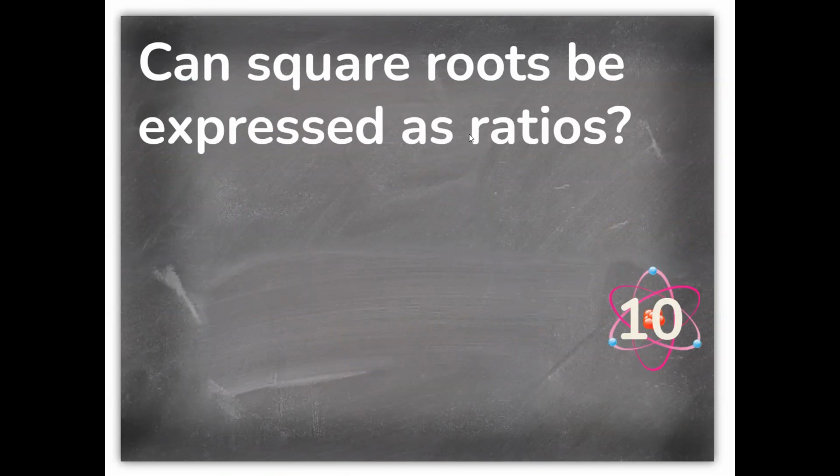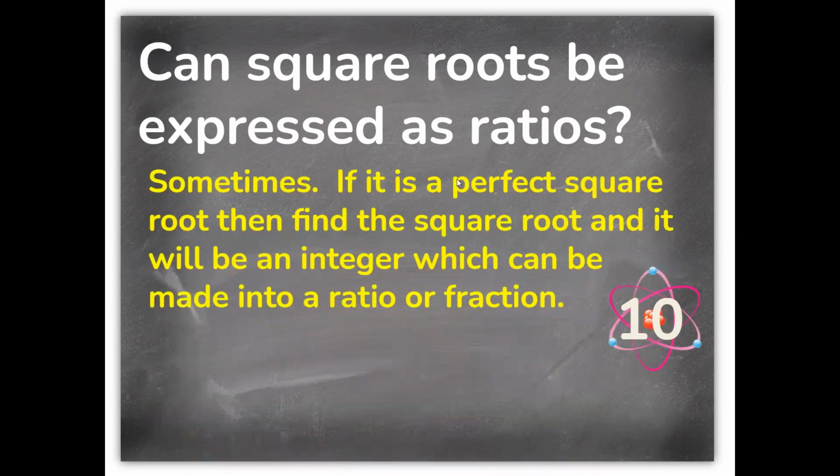Last question I'm going to ask you for this is, can square roots be expressed as ratios? And this one's a little bit trickier. Our answer is going to be sometimes. So if it is a perfect square root, then you're going to find the square root and it's going to end up being an integer. So if I'm talking about the square root of 36, for example, it's going to turn into the integer 6.